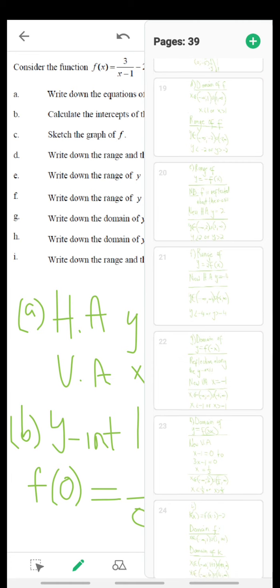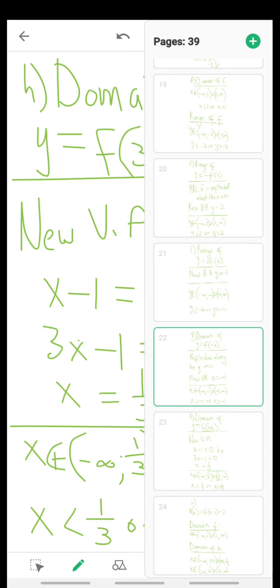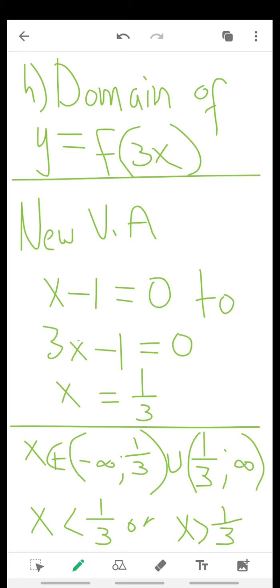So let us check. That is our G, and that is H. Our new vertical asymptote: remember, where it was x minus 1 equals 0, now we substitute 3x where there was x, and then solve for x. So when I solve for x, my new vertical asymptote is 1 over 3. This means my function f at 3x will have the domain from negative infinity up to 1 over 3, and then 1 over 3 up to positive infinity. All right, very, very important.